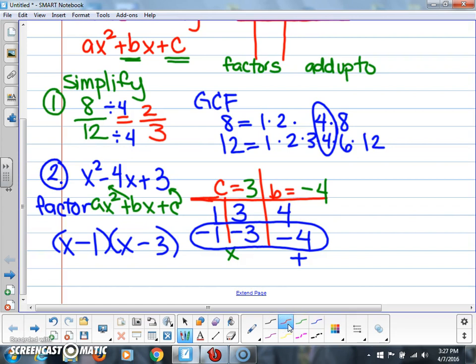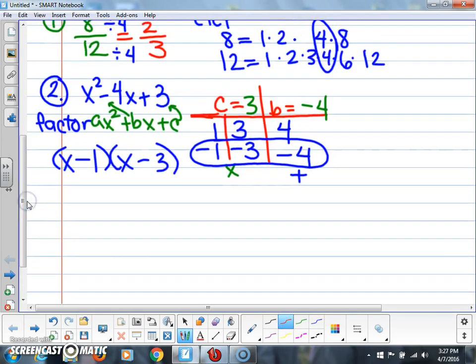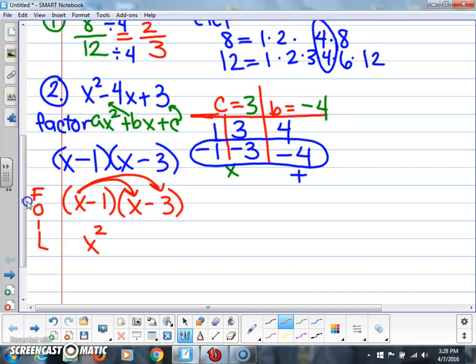The way to check it, if I ask you to distribute or FOIL, you would multiply x times x and x times negative 3. What would x times x be? X squared, good. What's x times a negative 3? Negative 3x. Negative 1 times x is negative 1x, good.